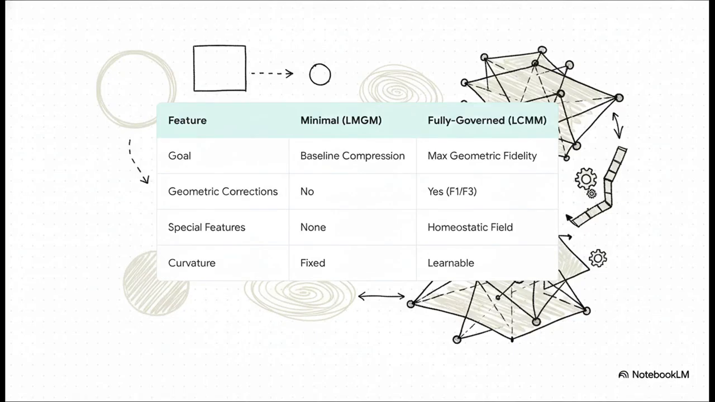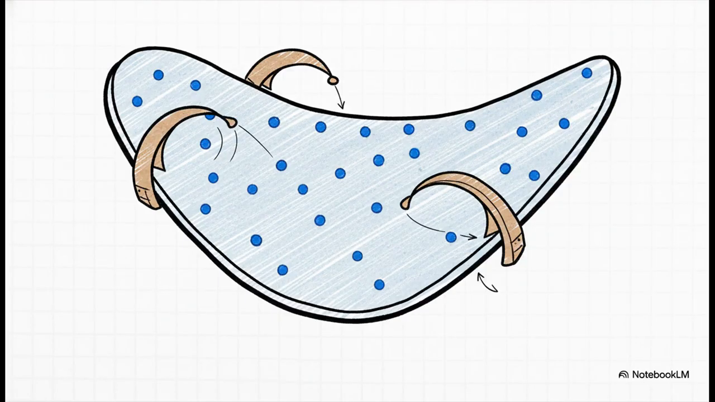And this table kind of shows that journey. On the left, you've got the minimal model, which was really just the basic proof of concept. But over on the right, the fully governed model has all the bells and whistles. It's got extra rules to make sure the geometry stays stable, and this is really cool. It can even learn and adapt the curvature of its own space to find the absolute best fit for the data.